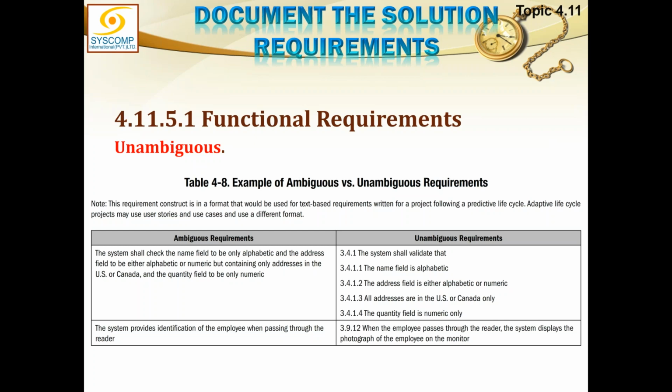Next requirement written here is: The system provides identification of the employee when passing through the reader. Now, I am not really very clear about it. What does it want to say? When an employee passes near or through the reader, the system provides the identification. So let's make it clear. When the employee passes through the reader, the system displays the photograph of the employee on the monitor. That is exactly what we want it to be defined clearly.